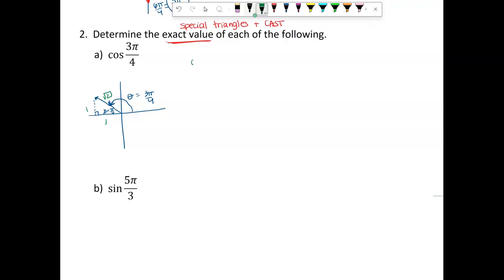When we think about cos of 3 pi over 4, we see that it's talking about x over r, which in this case would be 1 over root 2. But remember, we don't write radicals in the denominator, so we have to transform it into root 2 over 2. And then we have to remember our cast rule. In this quadrant, only sine is positive, so if we're talking about cos, we know the answer must be negative. And so our answer for cos of 3 pi over 4 is equal to negative root 2 over 2. You would do something similar for the other ones.